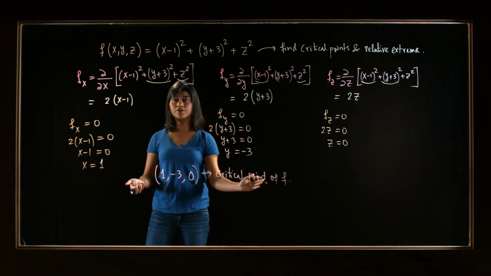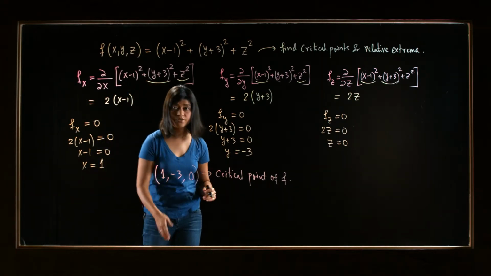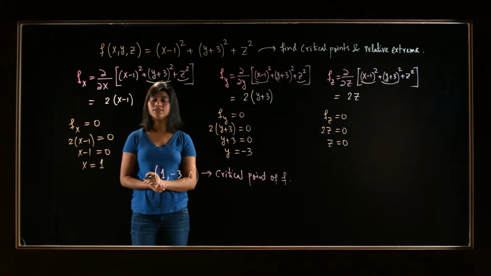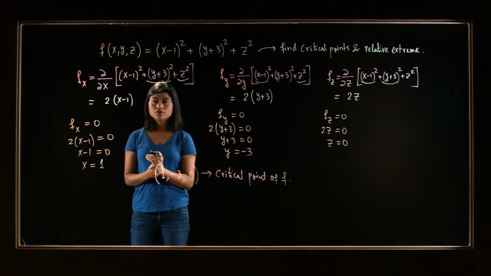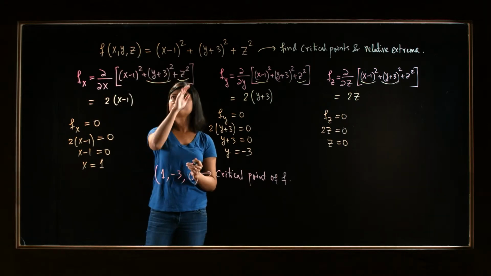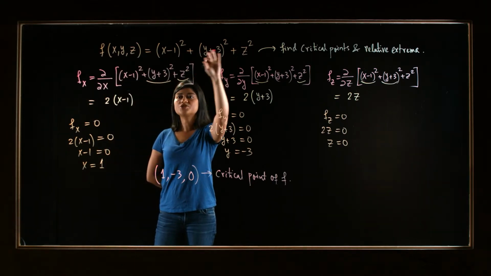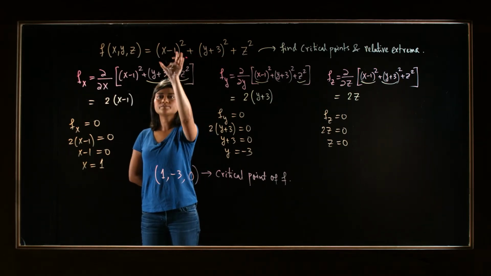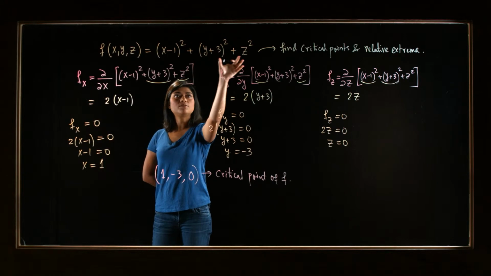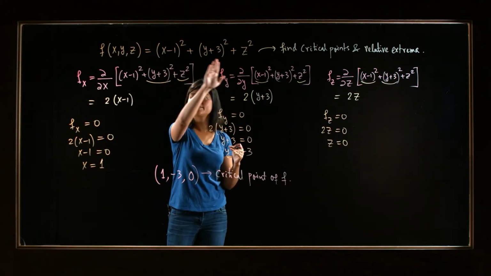Okay, so we have our critical point. Now we have to determine whether it will be a relative max or relative min looking at the form of the function itself. So let's go back to this function. Notice that the expression of the function is a sum of these 3 terms. And each of these terms is a complete square. So it's a sum of squares.